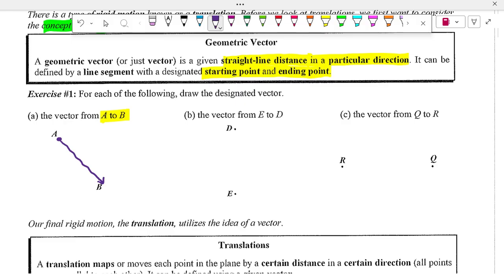I know, so complicated. All it is showing is direction. It's saying that we're going this way instead of going this way. If I just drew a line, it's not showing me the direction I'm actually going. So from E to D, start at E, go to D. Q to R, start at Q, go to R.